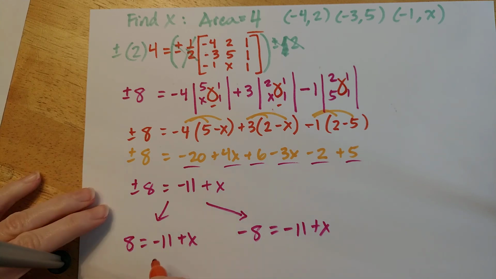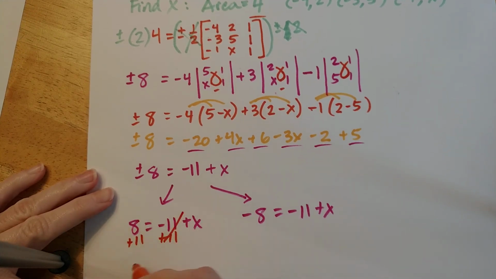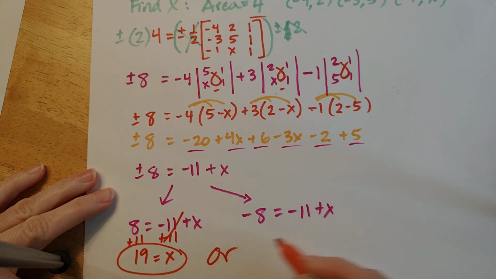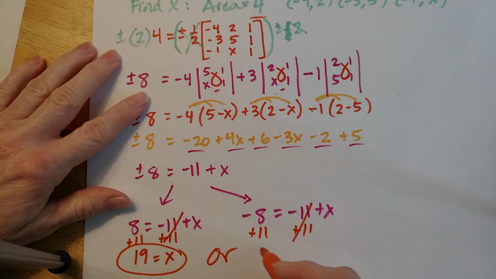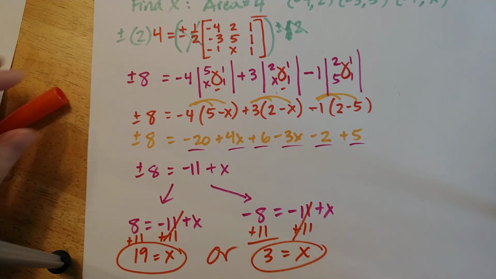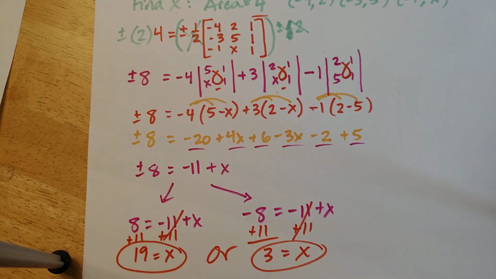Let's move the 11 to both sides. So add 11, add 11. Okay, so now we've got 19 equals x. Ta-da! Or add 11 to both sides. We've got 3 equals x. Ta-da! All right, so I solved for x. Yay, 19 or 3. And you can check it back in there if you want to, and it's going to equal 4. Boom, got it, done.